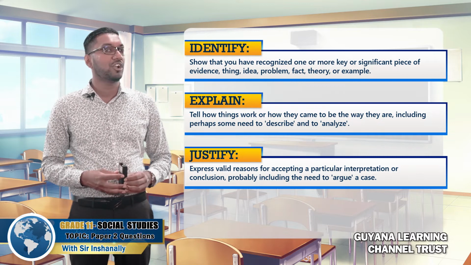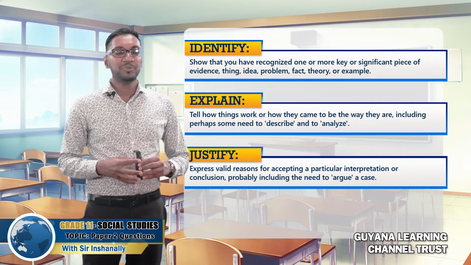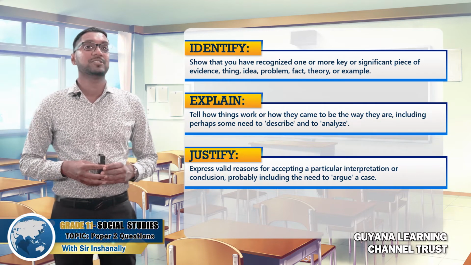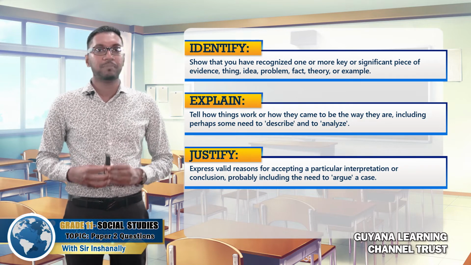These are some of the terms that you should be familiar with. Now that we've identified the different task words, let us now look at a CSEC past question for paper 2.